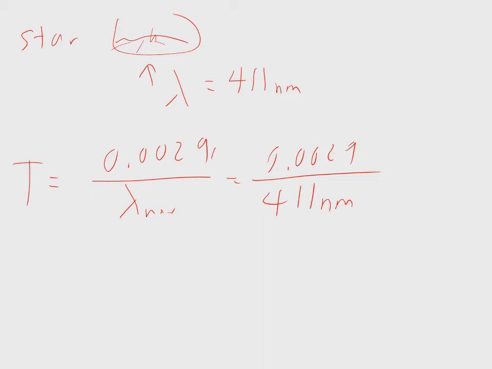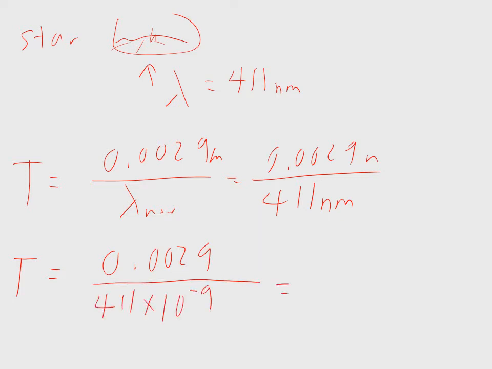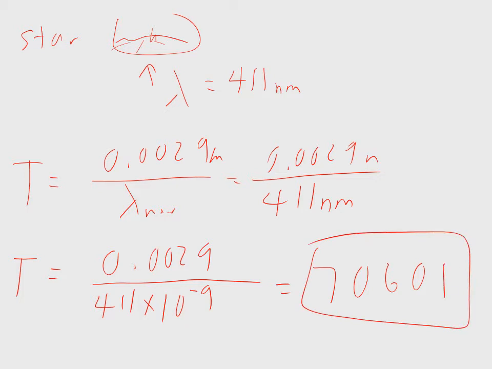This needs to be in meters, so we have to convert nanometers to meters. Nano means 10 to the minus 9, so it'll be 411 times 10 to the minus 9. If I divide this out, 0.0029 divided by 411 times 10 to the minus 9 comes out to a temperature of 7,056, or we could write 7,060 Kelvin.